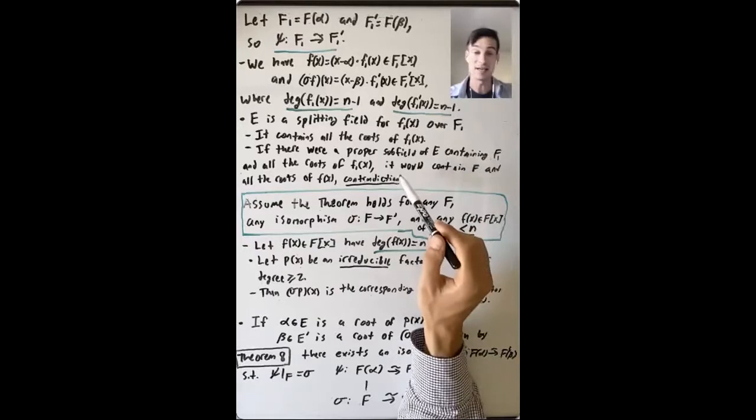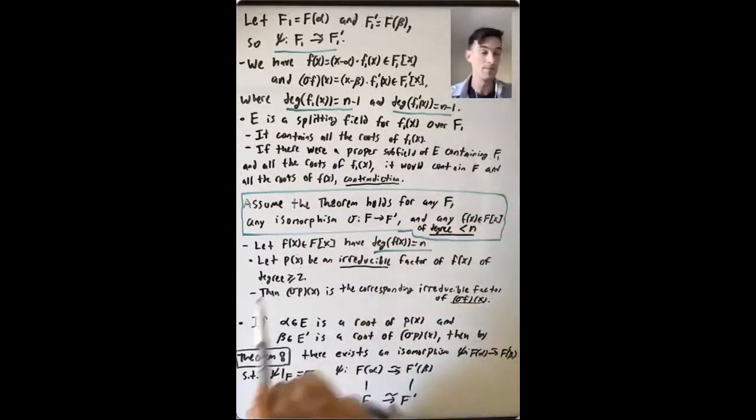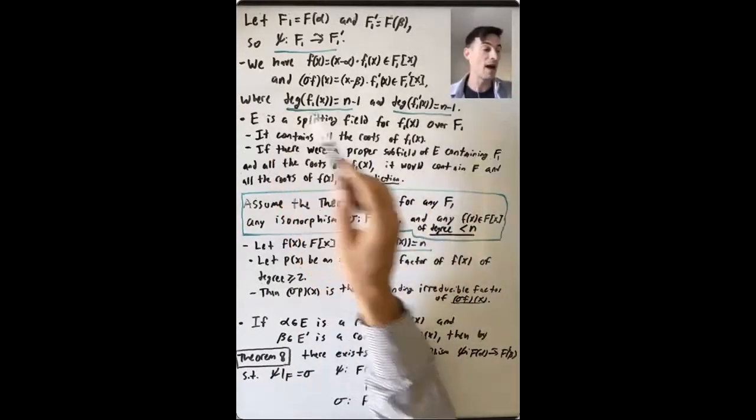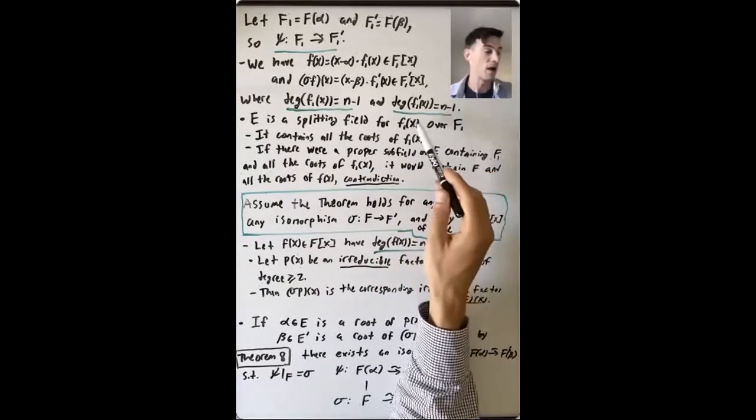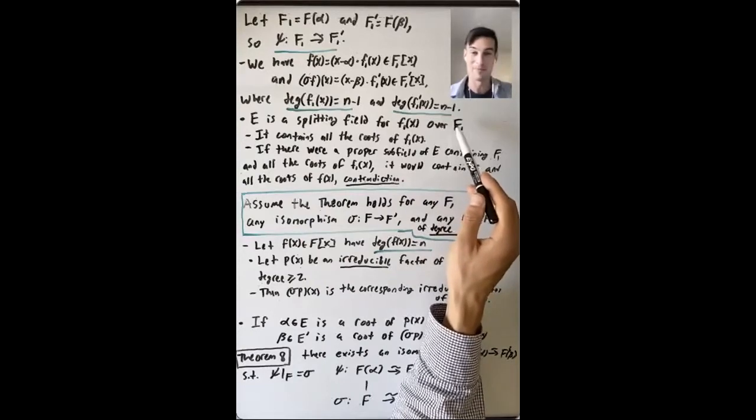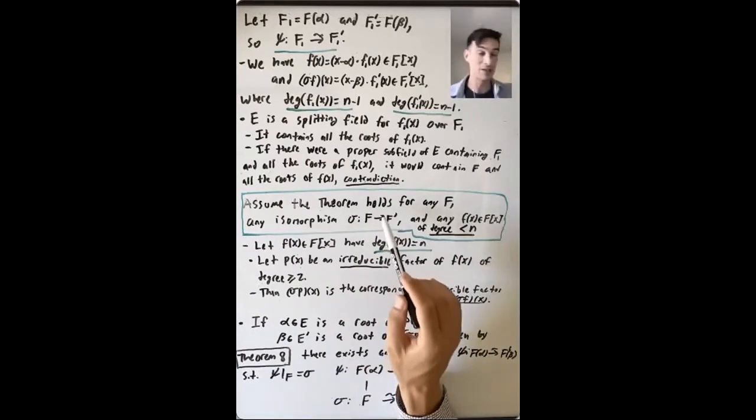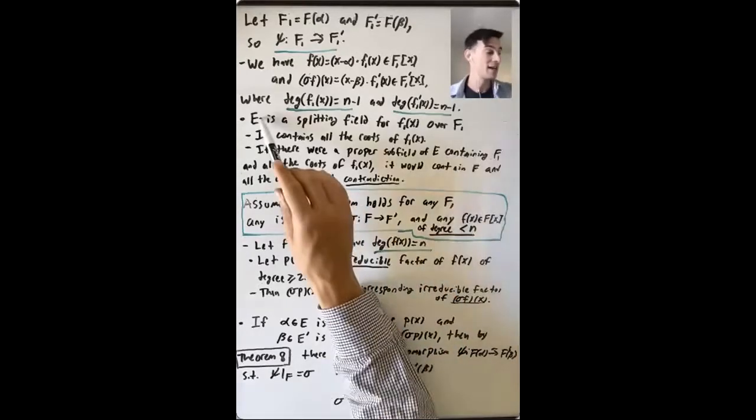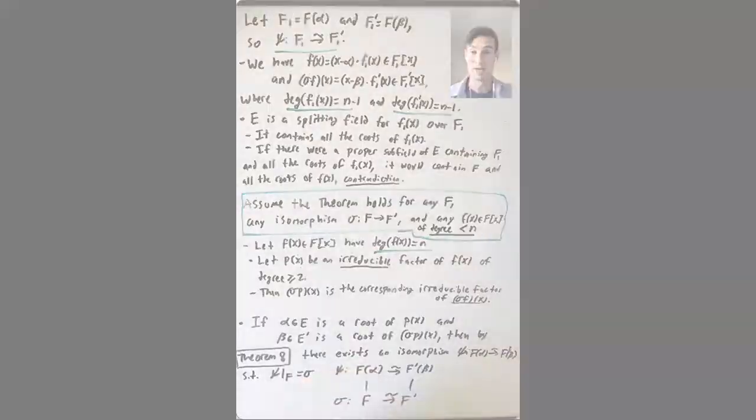Okay, so what have we seen? We've seen that E is a splitting field for f1 of x over F1. And the exact same observations tell us that E prime is a splitting field for the polynomial f1 prime of x over this field F1 prime. So now, assuming the theorem holds, we can apply this result. And that tells us that E is isomorphic to E prime, and in fact tells us a little more.